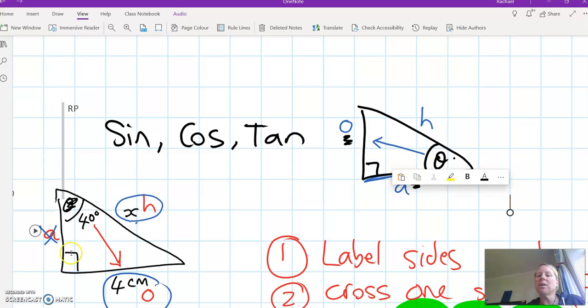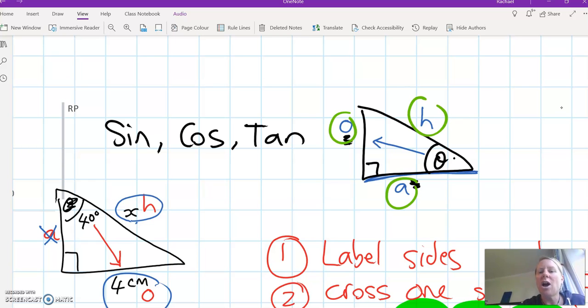So we need to label our triangle with trigonometry. That's the first step: we're going to label our sides. The labels that we give them are O, A, and H, which stand for opposite, adjacent, and hypotenuse. The hypotenuse is sweet and easy. It's just like in Pythagoras: it's the longest side.